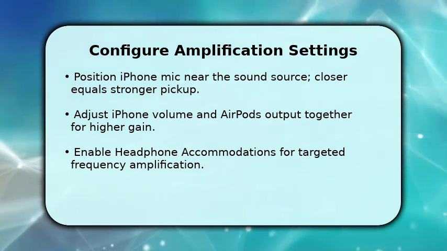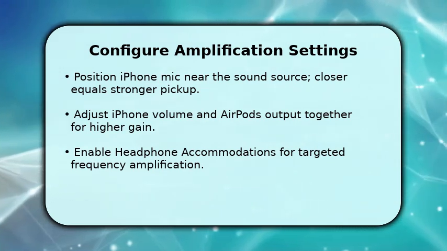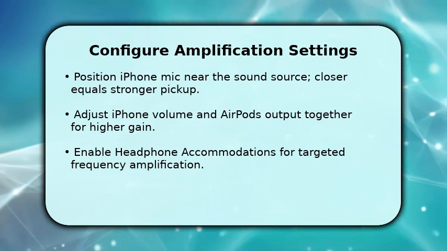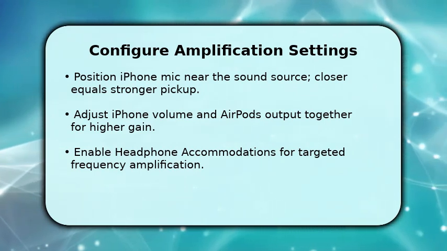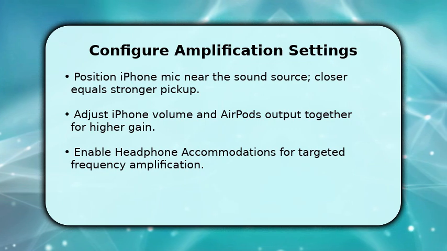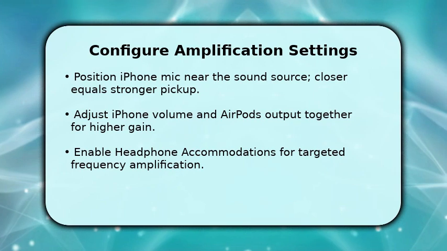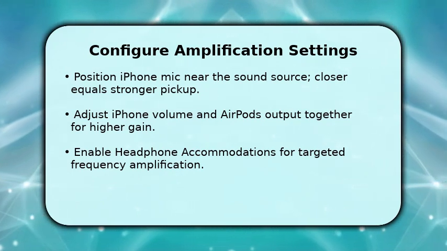Next, open Settings, Accessibility, Audio/Visual, Headphone Accommodations and turn it on. Choose Custom and boost specific frequencies or presets like Speech Booster. This shapes and amplifies the parts of sound you need. These combined adjustments create effective, louder transparency than the default mode alone.